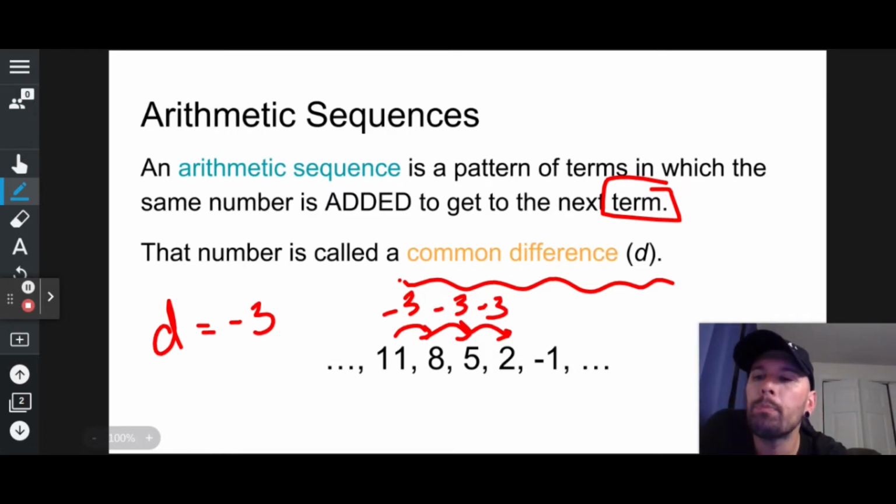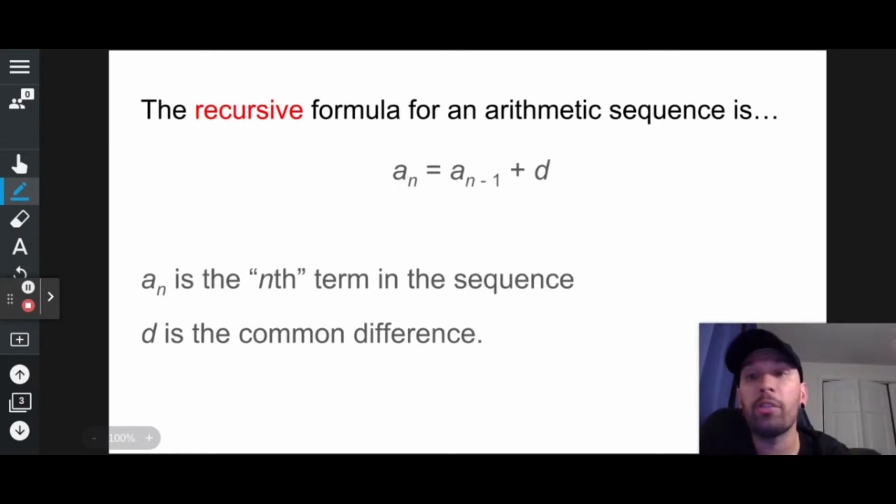All right? Now there's going to be two formulas that we're going to look at. The first formula we're going to look at is called the recursive formula. The recursive formula is just a way of finding out what a specific term is if I'm given the previous term. It's very, very basic, even though it doesn't look basic at all.